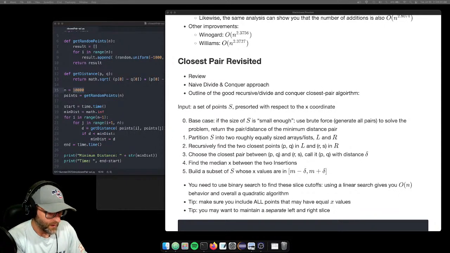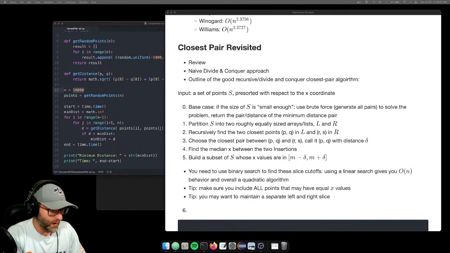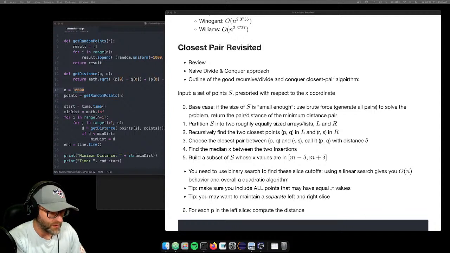Right? So 6. For each point p in the left slice, compute the distance to each potential point in the right slice.